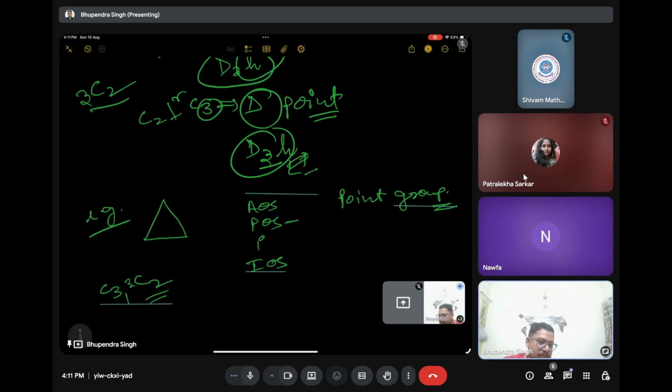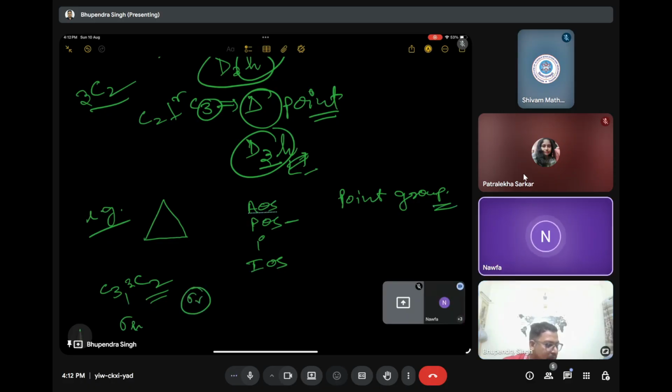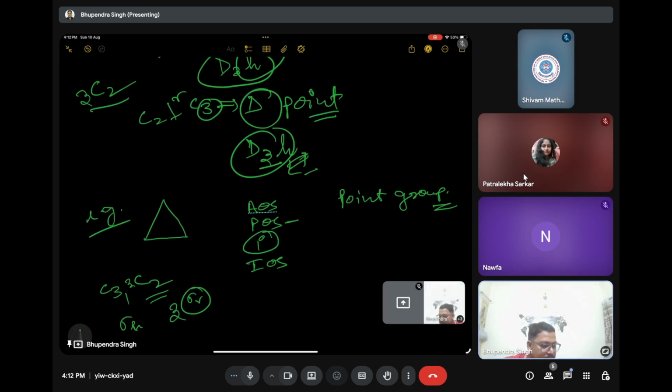Then anything else? Plane. Yeah, sigma h is there. And are you able to see sigma v? How many sigma v's are there? 3. Yes. Inversion? Yes, it is not present. Then okay, we will find out this.